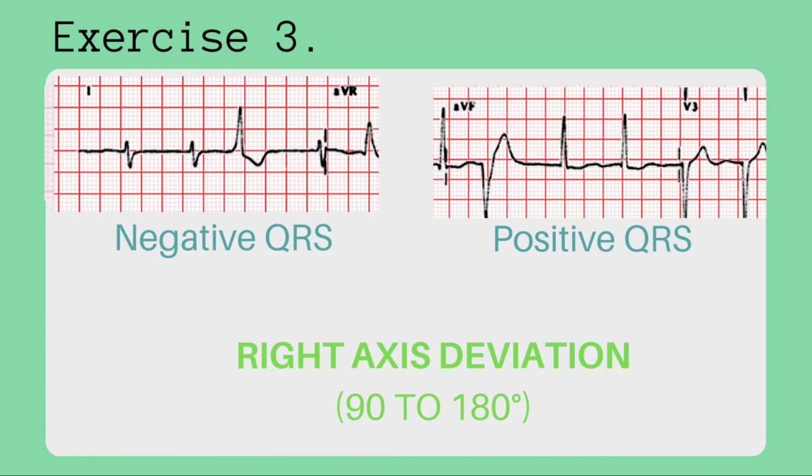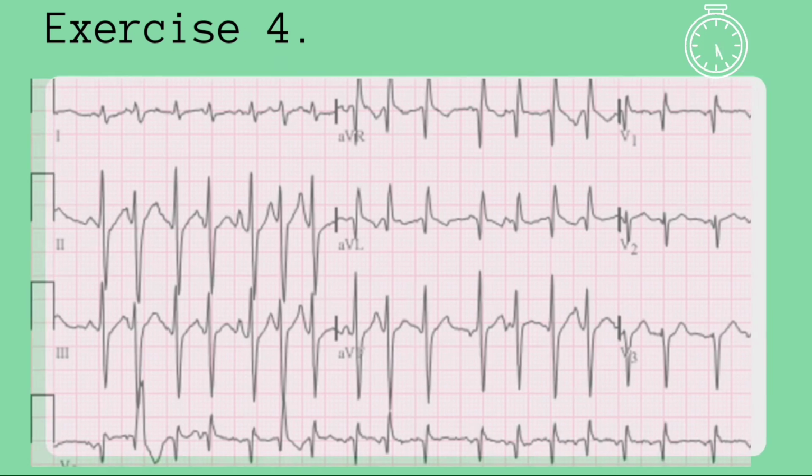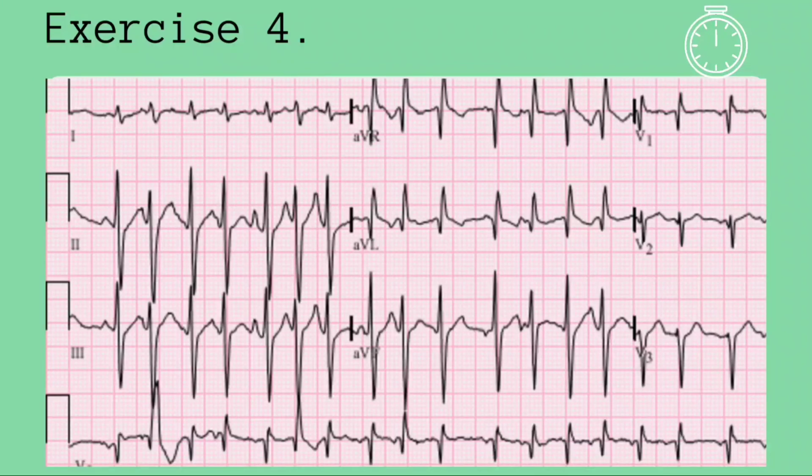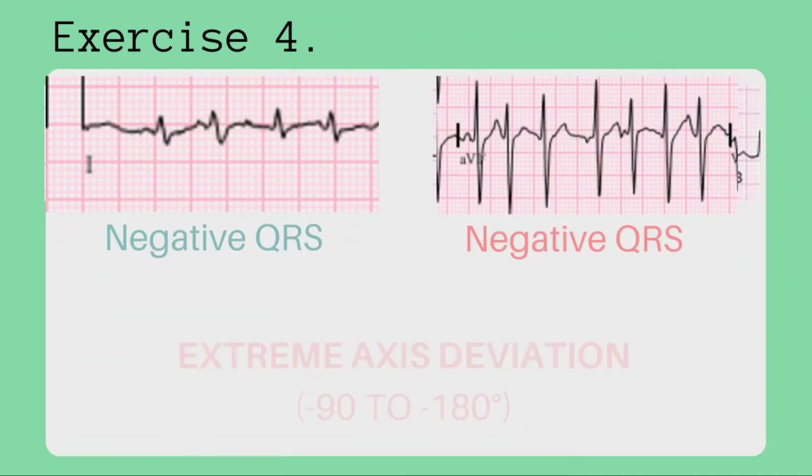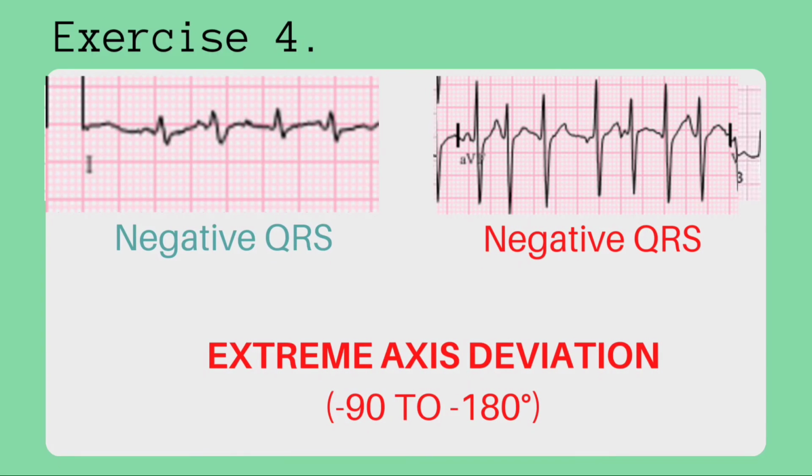As QRS is negative in lead 1 and positive in lead aVF, it's right axis deviation. As QRS is negative in both lead 1 and aVF, it's extreme axis deviation or northwest axis.